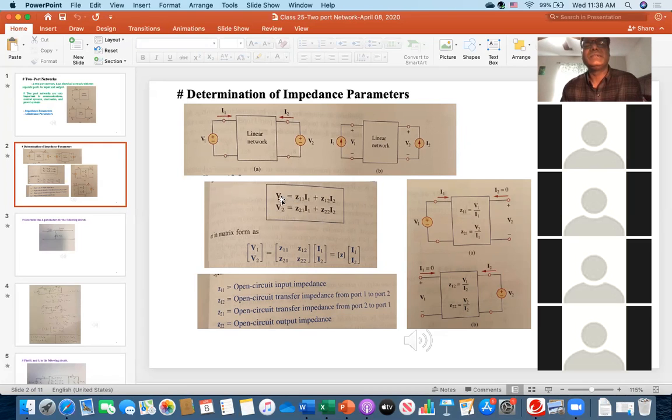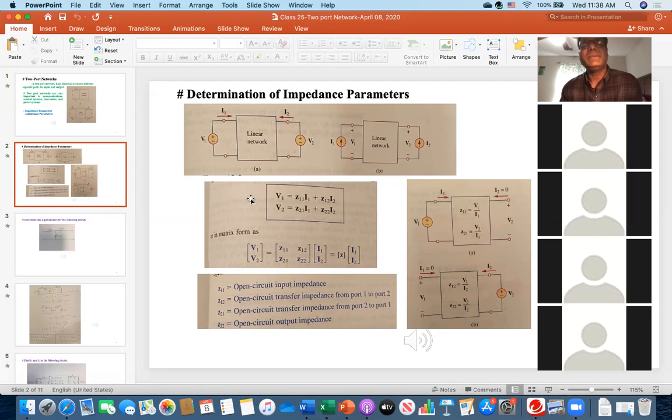V1 equal to Z11 multiplied by I1. So this means I am writing V1 equal to I1 multiplied by Z11. There is an impedance that I don't know how much, that we will be calculating, and that is the subject matter for today's class. And then, because it is in the same network, but there is another port, there is another voltage source V2, and then the other current I2 is entering into the same network.